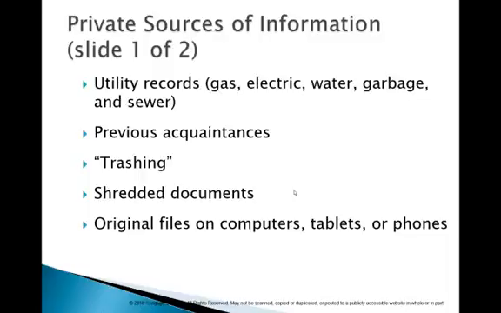So some private sources of information: utility records. We can interview acquaintances of the individuals. And there's mention here of trashing. That's if a person has information they threw away that's in their trash, and they put that trash out on the curb. Once it leaves their property, we're free to seize it and search it.